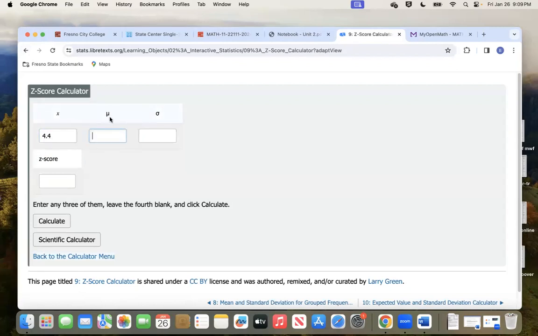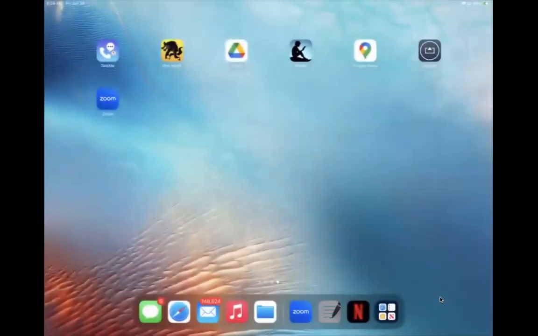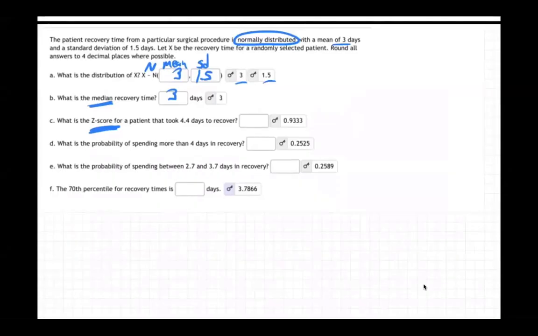That is a Greek M called mu, means the mean. 3 days is the average for people to recover. And that is a Greek S, even though it looks like an O. I know it's Greek S for sigma, standard deviation 1.5. And click calculate. The z-score is 0.9333. So we got that. All right, let's go back. Okay, so we get that first answer.